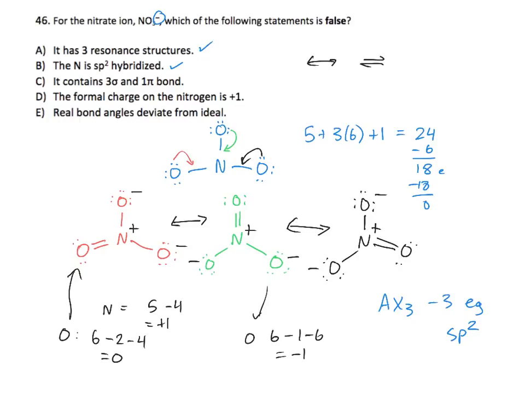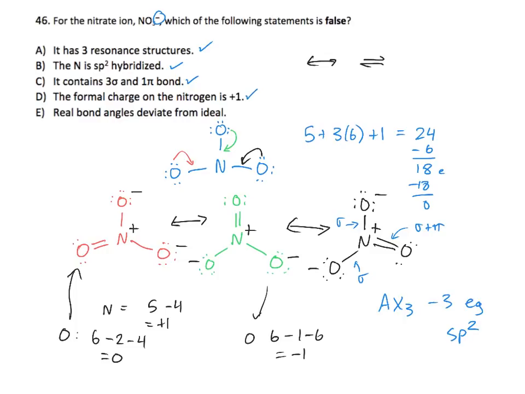It contains 3 sigma and 1 pi bond. So the double bond is a sigma plus a pi. These ones are sigmas, these ones are sigmas. So if you count those up, we do get 3 sigmas and 1 pi bond. The formal charge on the nitrogen is +1. I think we've established that.